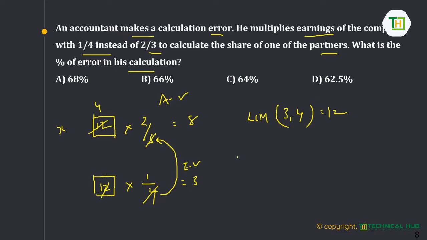You know the percentage error is nothing but actual value minus error value by actual value into 100. Don't forget, always represent the denominator as the actual value only. In the numerator, you have to take the difference between the actual value and the error value. So 8 minus 3, how much? 5. So 5 by 8 into 100. When I'm teaching the percentage topic, you have to remember the fraction values and percentage values at least from 1 to 1 by 15.